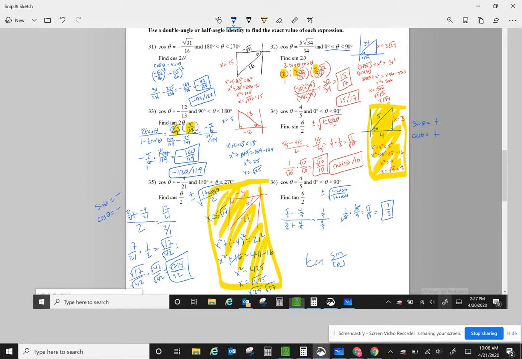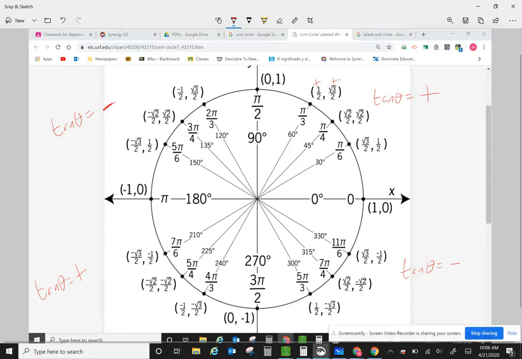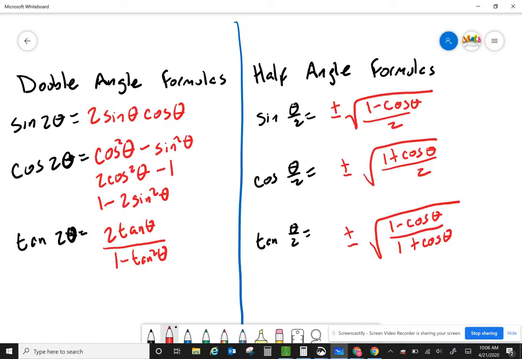Okay. So that's how you guys are going to know. Remember, tangent of the first and third quadrant are positives. Tangent of the second and fourth quadrant are negatives. That's what I came in and said. The formulas that I gave you guys had a plus or minus depending on the context.